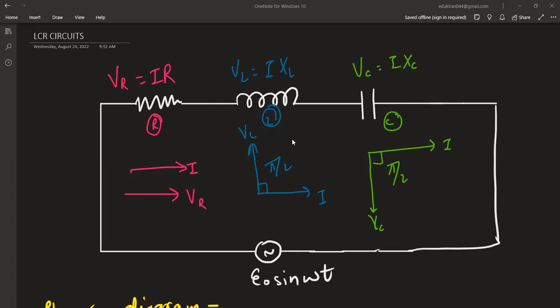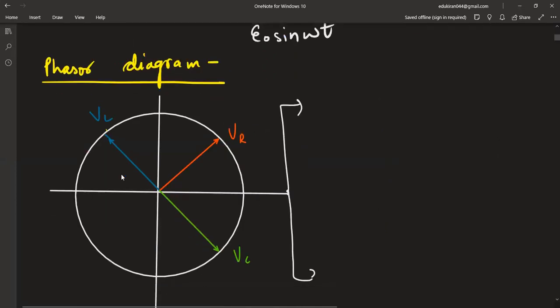And in case of circuits having only inductors, we had seen that the current was lagging by pi by 2. And in capacitors, we had seen current was leading by pi by 2. This was the case which we had studied. Now we'll combine all these three. When all these three are combined, the phasor diagram looks like this. This is the resistance one, which will be fixed. Inductor and capacitor will be changed. Voltage due to inductor or capacitor will be changed.